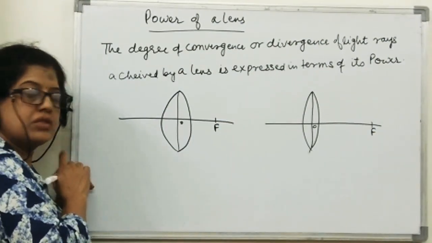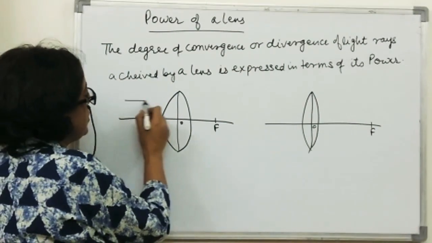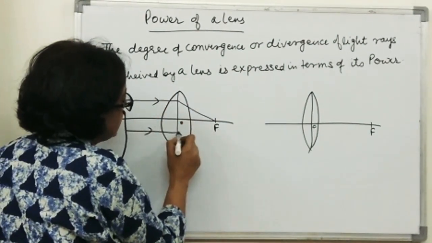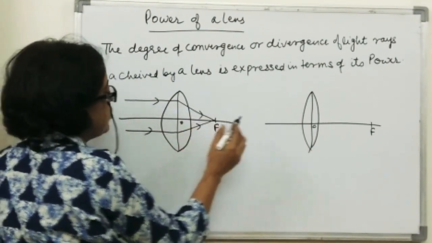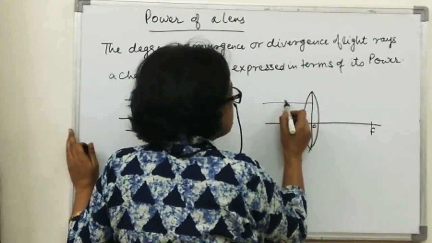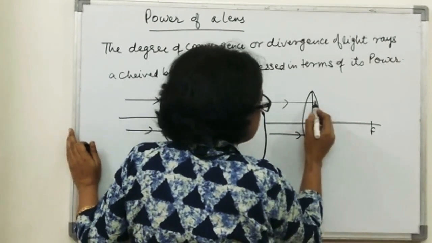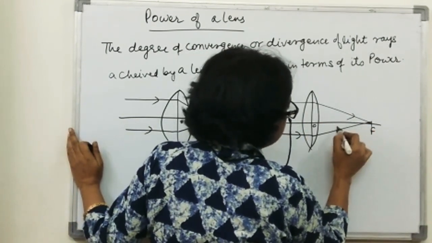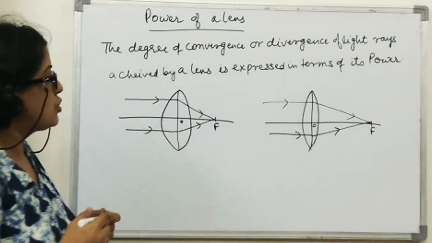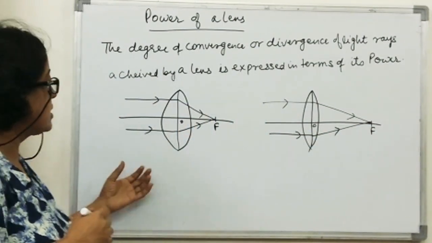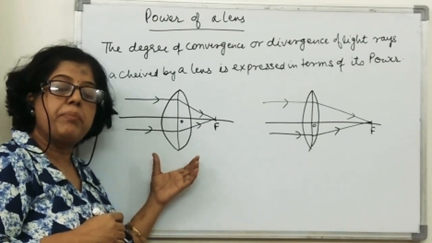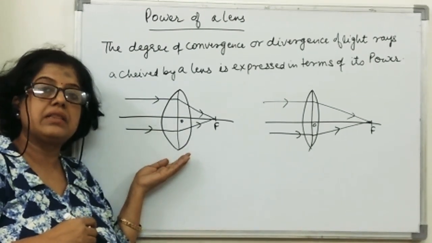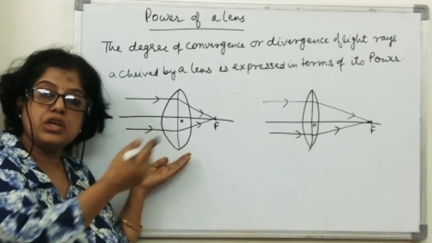So I am taking these two lenses. How will this lens converge rays? If the parallel rays fall on this lens, the rays will be converged like this, whereas if the parallel rays fall on this lens, the rays will be converged far off from the lens at the focus. So, out of these two lenses, the angle through which the rays are bending, the rays are converging, is more in this case, where the focal length is less. The rays are converging closer to the lens.